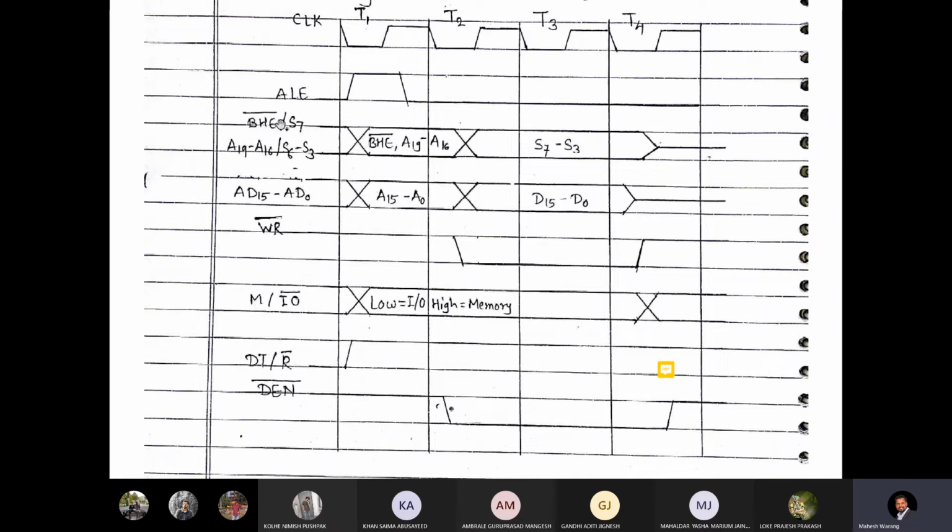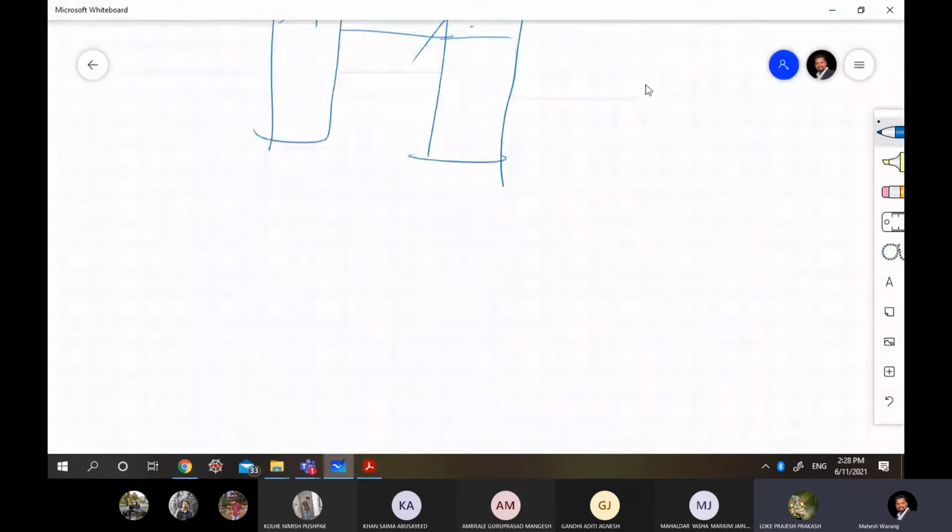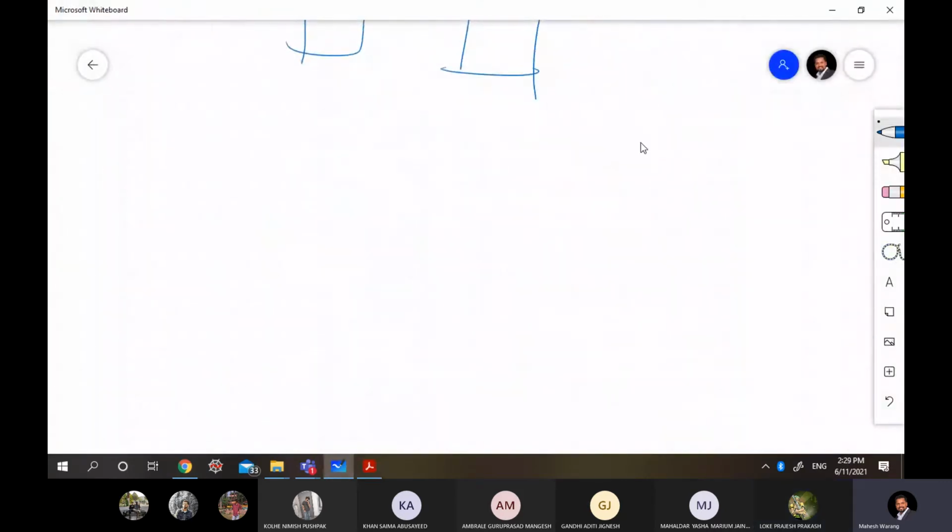Try to understand here: BHE bar oblique S7, A19 to A16 oblique S6 to S3. Whenever ALE is high, which signals will go? BHE bar and A19 to A16 will go. They will also have some values of zeros and ones, as we are combining them in a bus. Now how do we show that? Let's see, I will just tell you how we show it.